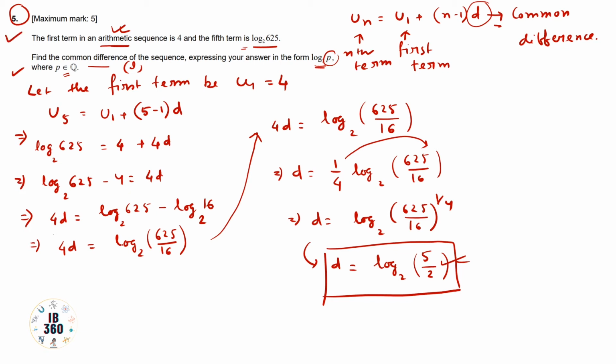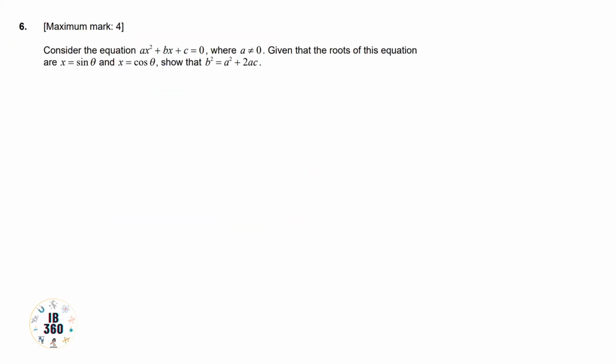Now we will move towards the sixth question. This is also one simple question. You just have to remember the properties of trigonometry and the properties of quadratic equations. Let's start. Consider the equation ax square plus bx plus c equals 0, where a is not equal to 0. Obviously a must not be 0 for this to be quadratic.